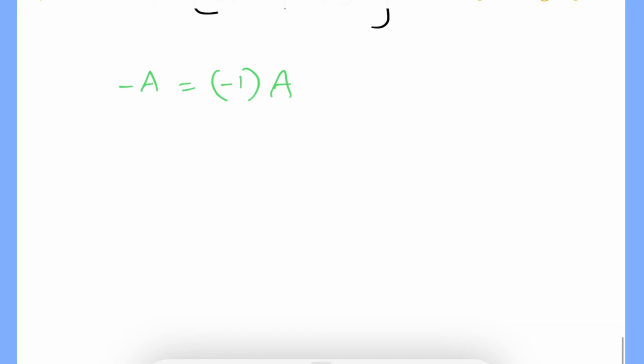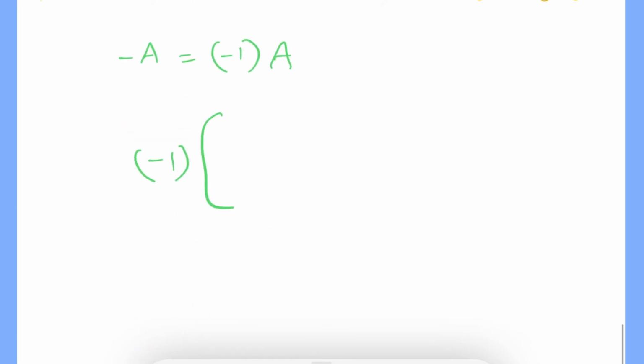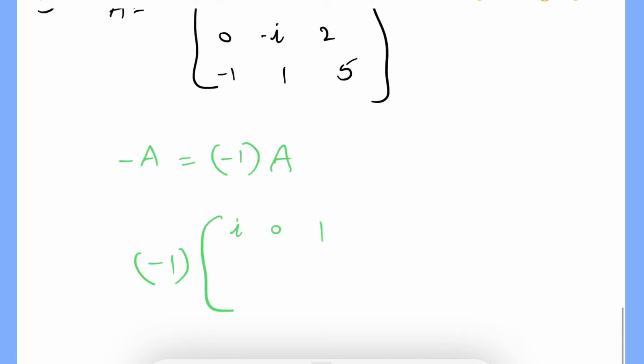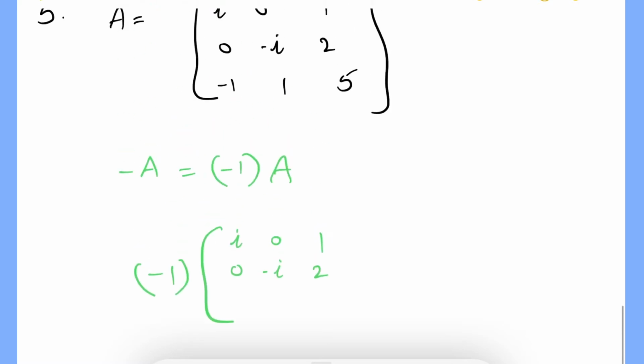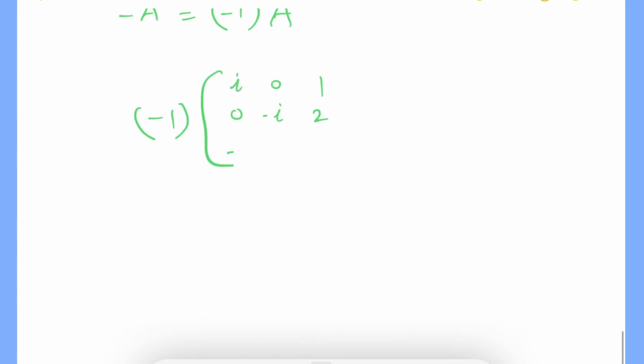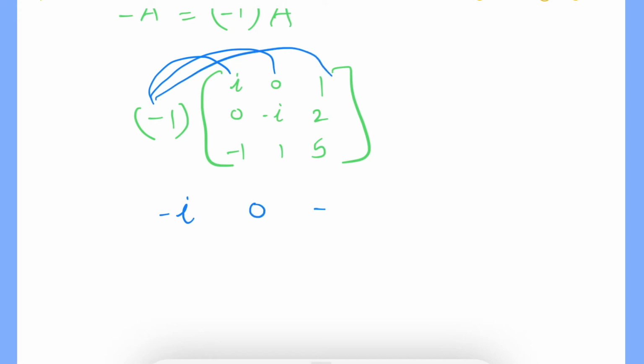So simply minus 1 into matrix i 0 1, 0 minus i 2, minus 1 1 5. Now each and every element of the matrix we need to multiply with minus 1. So if you multiply minus 1 into i, minus i, minus 1 into 0, 0, minus 1 into 1, minus 1. The same way with the second row.